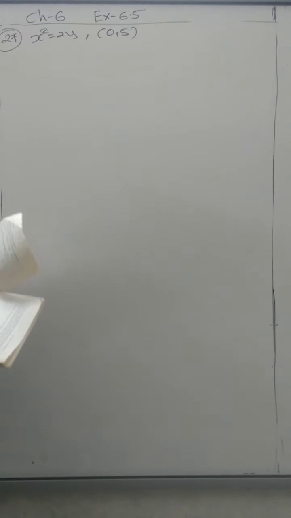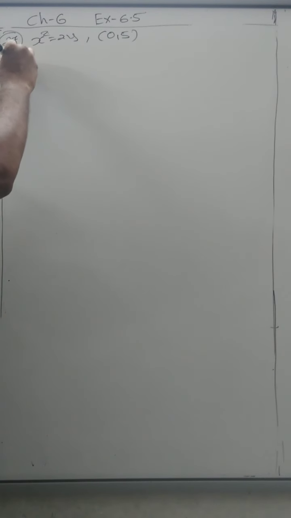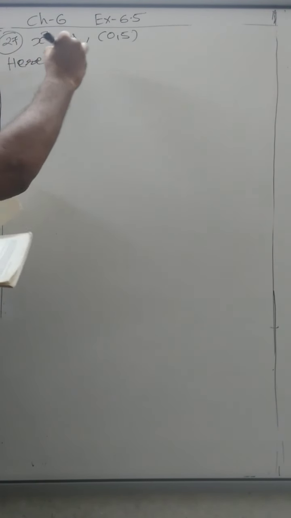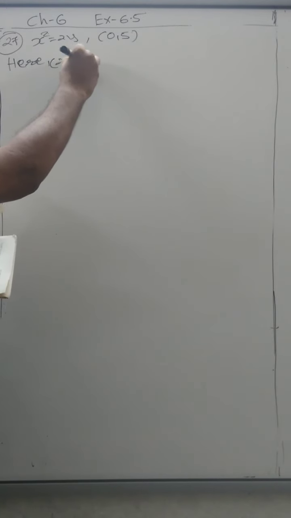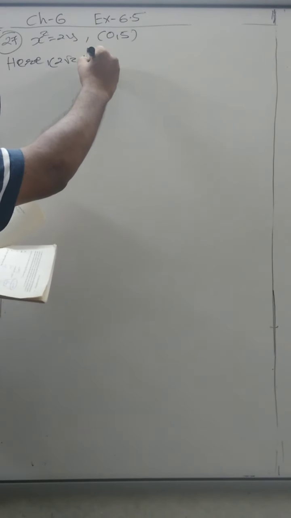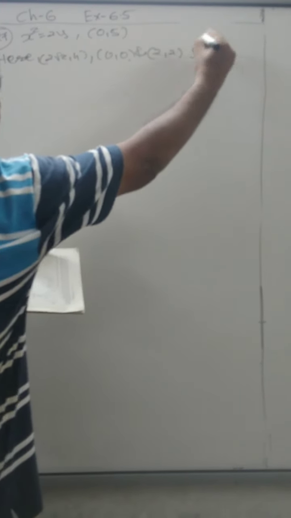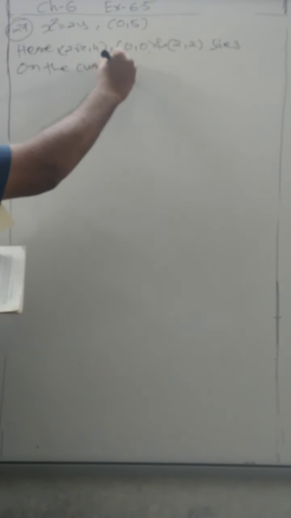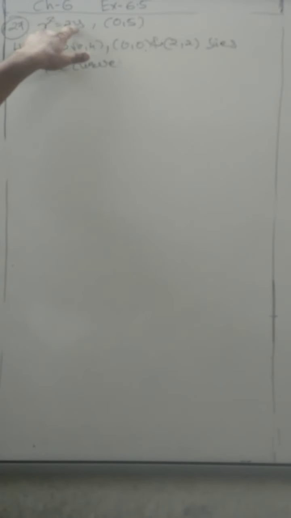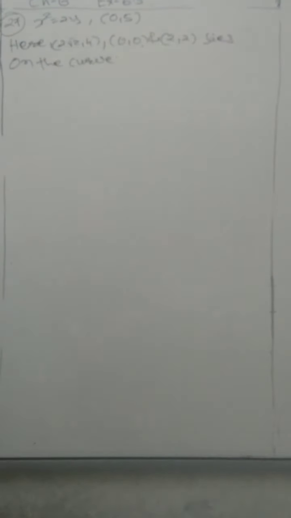So here if you put 2 root 2, 4, then 0, 0 and 2, 2 lie on the curve. Right? When you put the values of x and y here, then this equation is satisfied. So we can say that these 3 points lie on the curve. Now how can we choose?